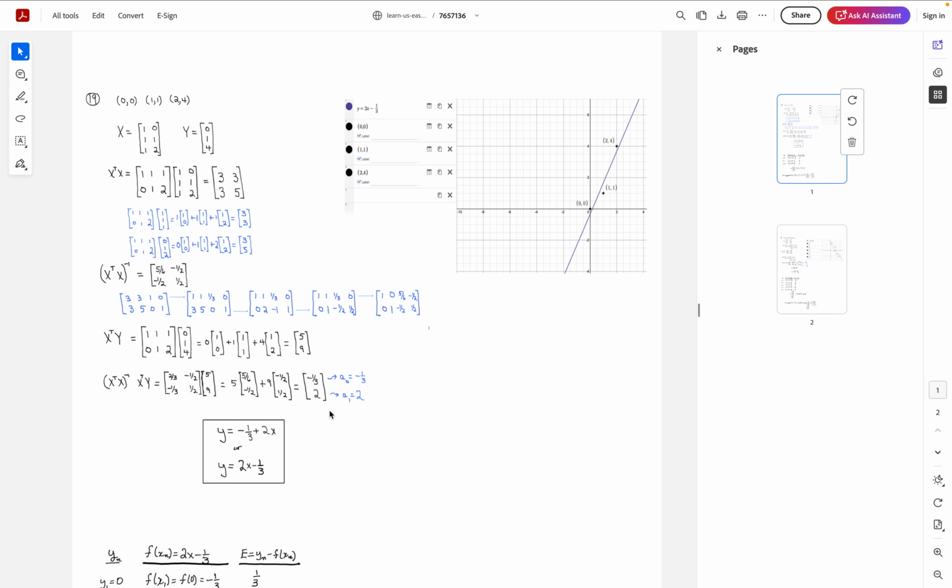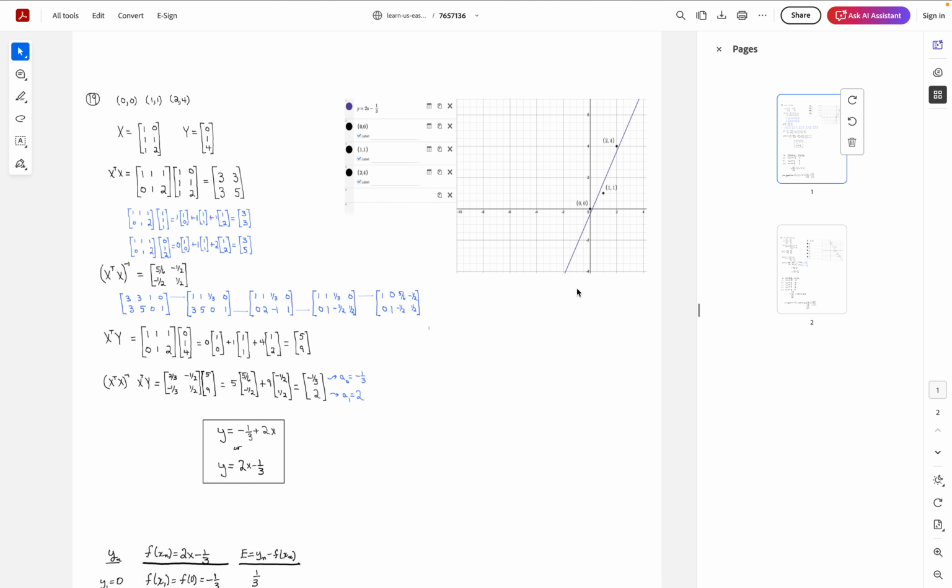we have with the numbers negative 1/3 and 2, negative 1/3 in reference to a sub 0, and 2 with respect to a sub 1. In terms of the line of best fit, we have y is equal to negative 1/3 plus 2x, or in slope intercept form, y is equal to 2x minus 1/3. And if you notice in this graph, okay, the line misses all three of these points, and this is regarded as the line of best fit.